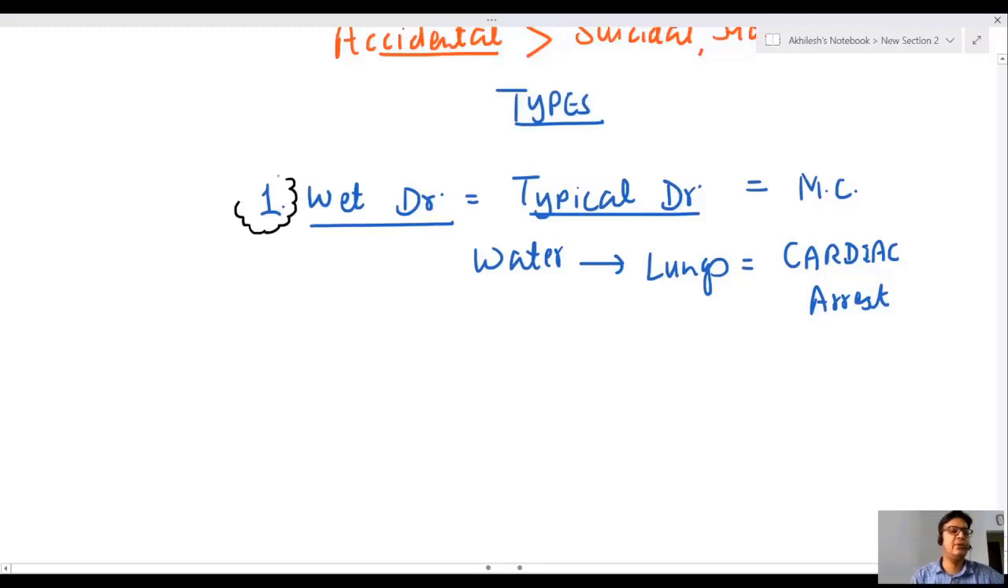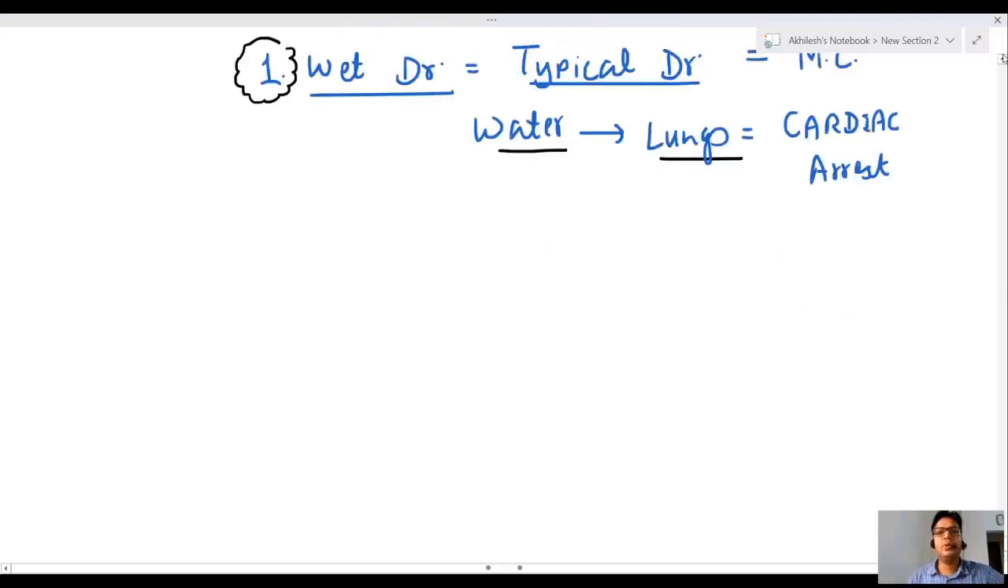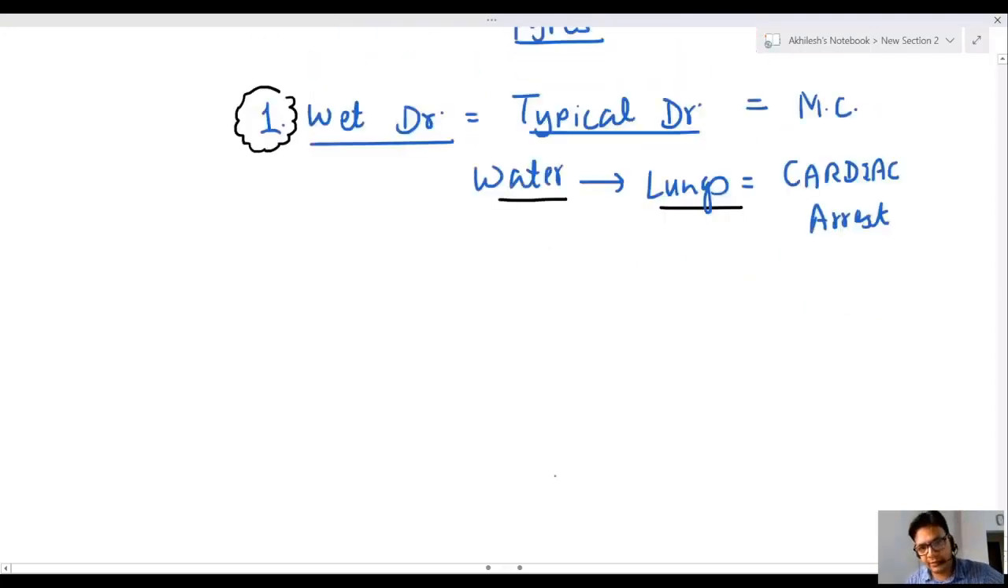In Hindi we say wet drowning. What is the meaning of wet? Wet, water goes in the lung. This is wet drowning. Sir, wet drowning is of two types: one is fresh water drowning and the second is sea water drowning.